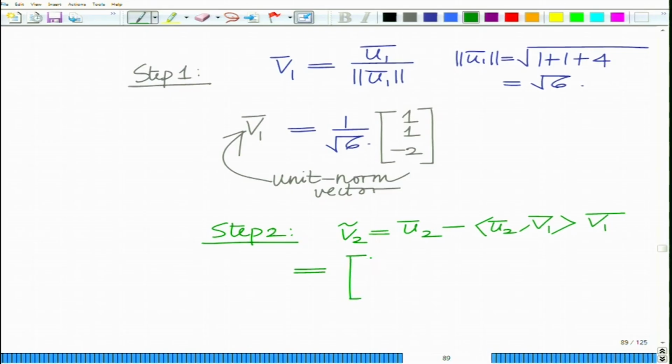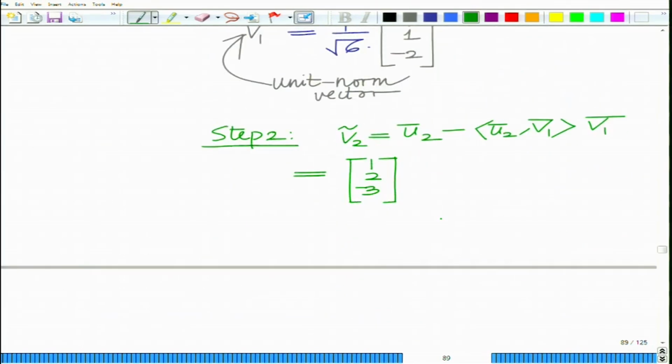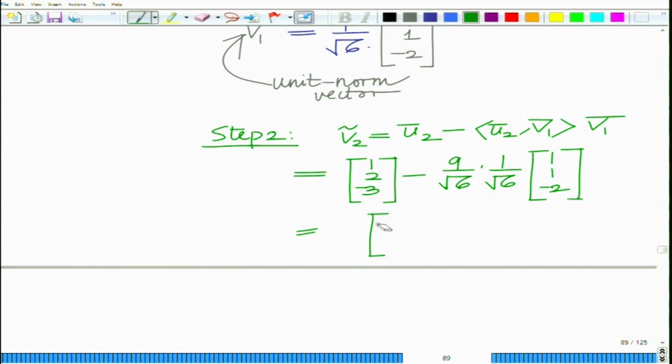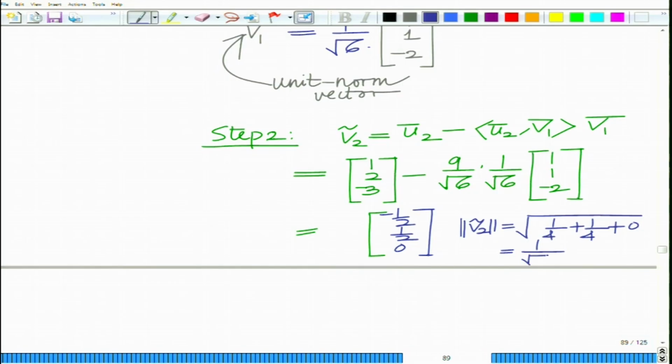U2 bar, the vector 1 2 minus 3, minus, you can check the inner product, U2 bar transpose V1 bar is 9 over square root of 6, times 1 over square root of 6 into the vector 1 1 minus 2, and this will basically be, so V2 tilde is minus half, half, 0, and norm of V2 tilde is square root of 1 by 4 plus 1 by 4 plus 0, that is square root of half, that is 1 over root 2.